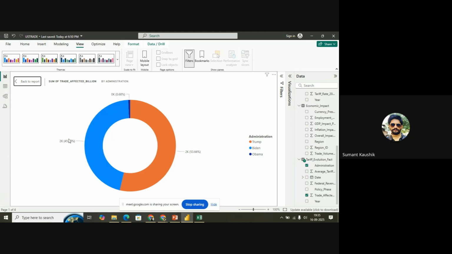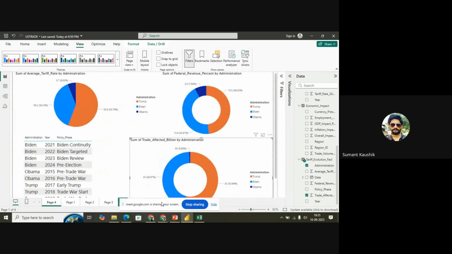In Biden's era, it was also 2 trillion. In Trump's era, it was also 2 trillion. But now it is the highest for a single year, that is 1 trillion. That needs to be taken care of. This is for the whole Biden period from 21 to 24. So out of this 53%, most of it is accounted to 2025, where Trump has imposed the highest tariff in a century. So this is the condition.